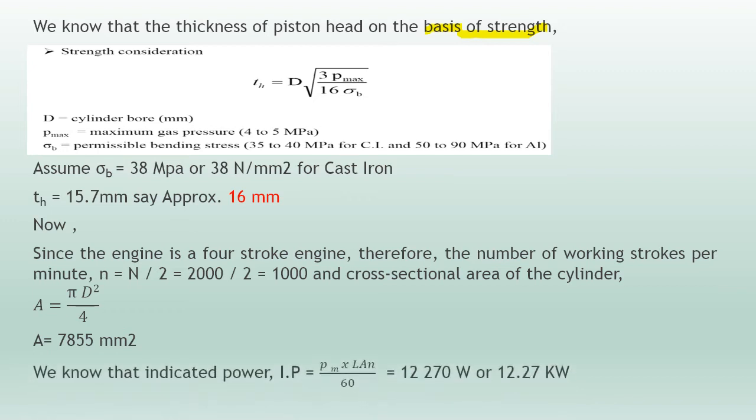Then we also know that the indicated power is PM L A n divided by 60, which equals 12,270 watt. Okay, how will we get this? By putting the values of PM, L, area, and small n, divided by 60. So you will get this answer. Convert this into kilowatt, so you will get 12.27 kilowatt.